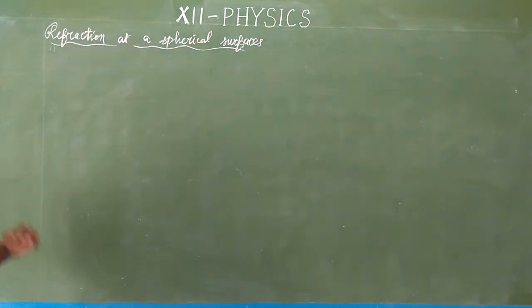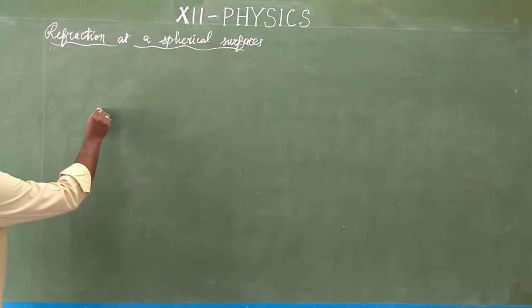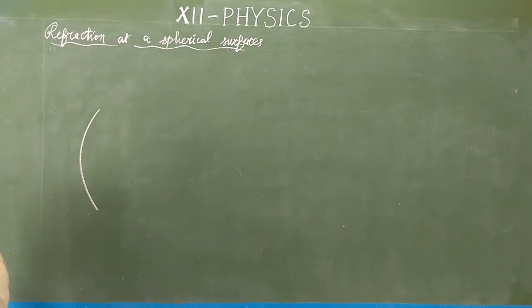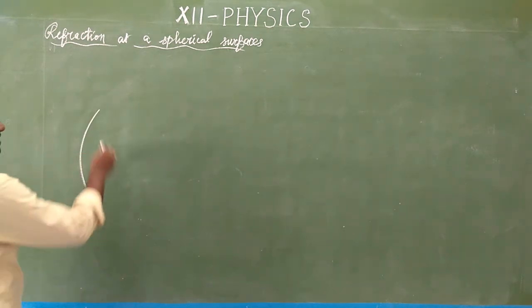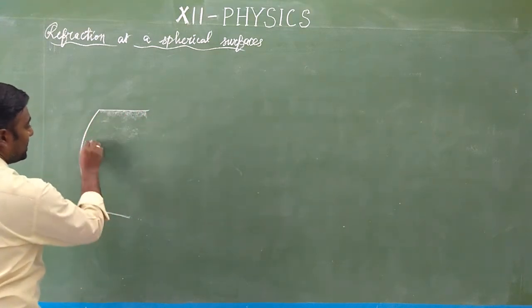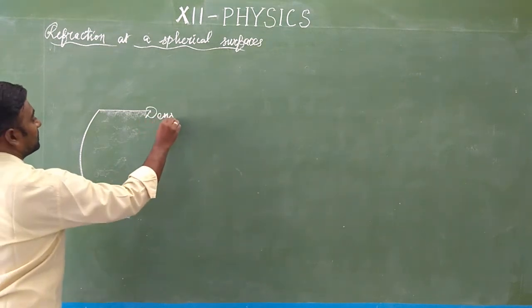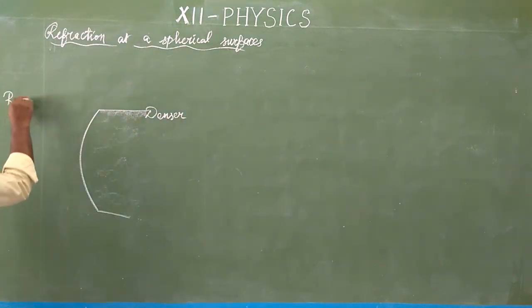We're going to see refraction at a spherical surface. Till now we have studied only total internal reflection and its applications. Next we are going to see how refraction takes place at a spherical surface. Let us consider a spherical surface. A lens is also bounded by two spherical surfaces. This is a highly denser medium, and this is an optically rarer medium.